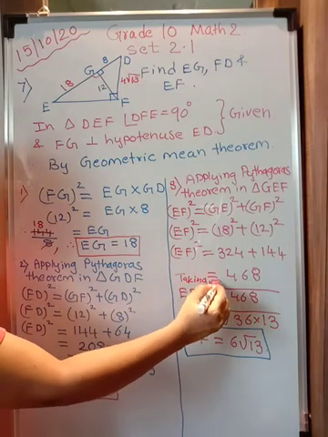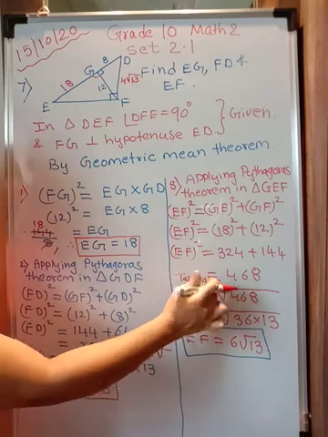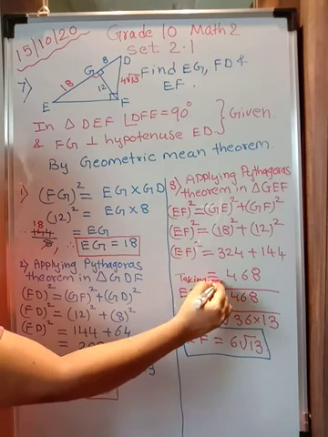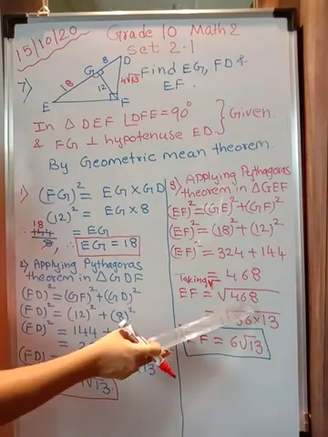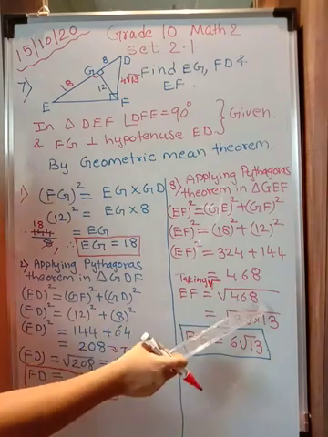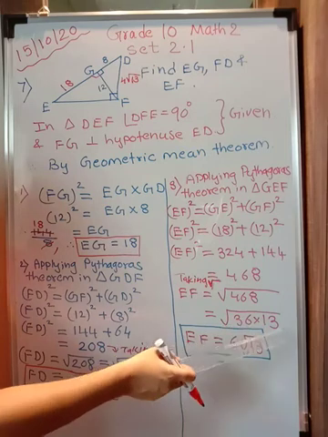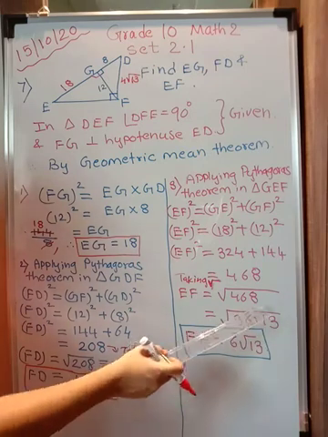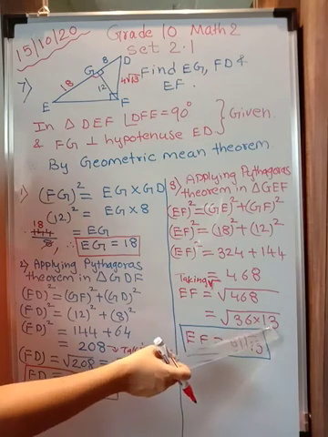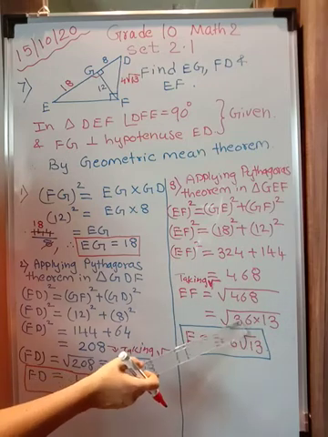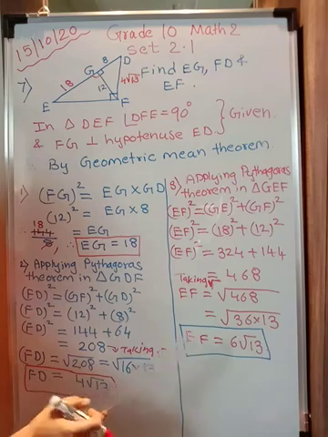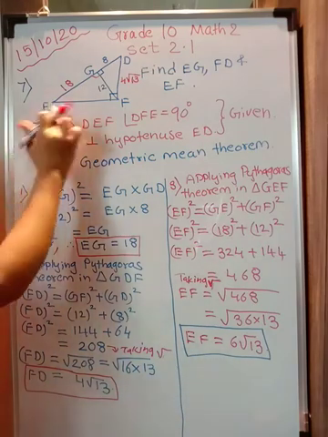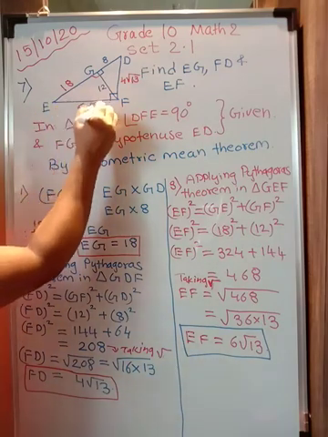Taking square root from both the sides, you get EF is equal to square root of 468. Split 468 into one perfect square and another number. So 468 can be written as 36 into 13. So what is EF? Square root of 36 is 6 and root 13 remains as it is. So you got EF as 6 root 13.